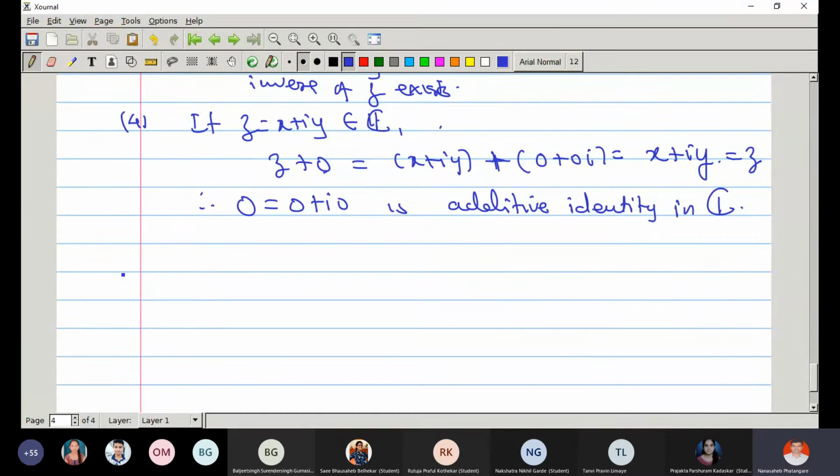So, if z is equal to a plus bi and w is equal to minus a minus bi, then what is z plus w?